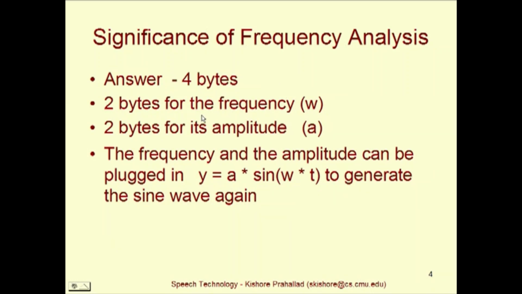So 2 bytes to store its frequency, which is denoted by W or omega, and 2 bytes for its amplitude, denoted by A here. If you know these two values, then you can plug them into the equation y is equal to A sine omega t, where t is the sampling instant or denotes time, and then you can generate the sine wave again, not only for 10 seconds, but for an infinite amount of time. So all you need to store such a sine wave is these two values, the frequency of the sine wave and its amplitude.